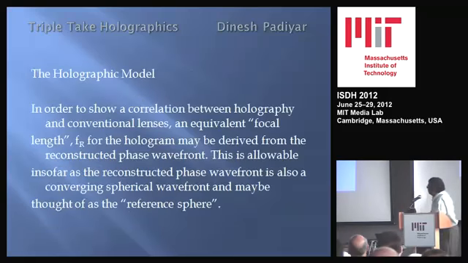So in the holographic model, in order to show a correlation between holography and conventional lenses, it's necessary to create an effective focal length to the lens. To do this, we need to determine an equivalent focal length for the hologram. This could be done if the reconstructed hologram gives rise to a spherical wavefront and images to a single point.